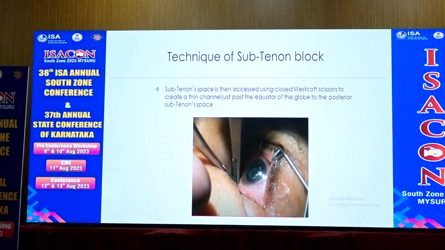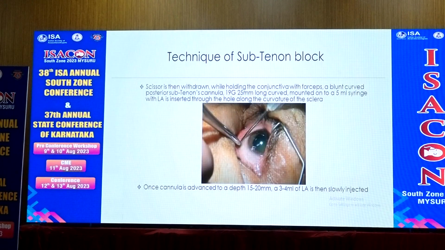Then do not open the scissors, just come out with the closed scissors. Then you can insert the cannula that is fixed to a syringe containing local anesthetics, and you can inject about 3 to 5 ml.